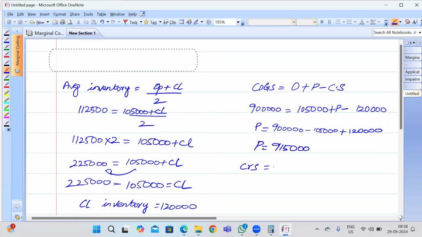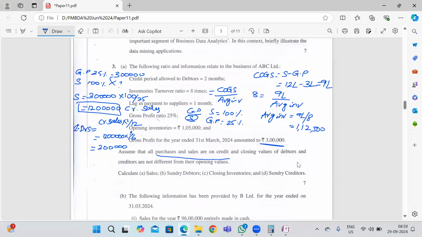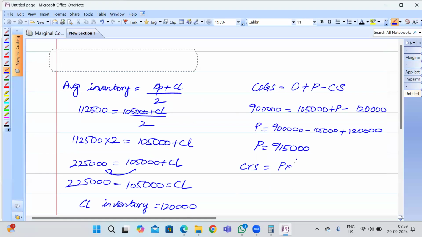So that is purchase into my creditors' turnover ratio. Here we have a lag in payment to suppliers of 1 month. So based on this, I can apply: into 1/12, average collection period divided by number of months. So I apply this: 9,15,000 divided by 12.